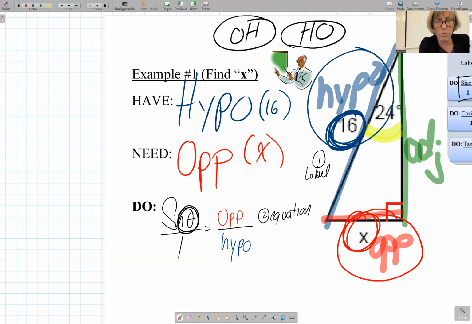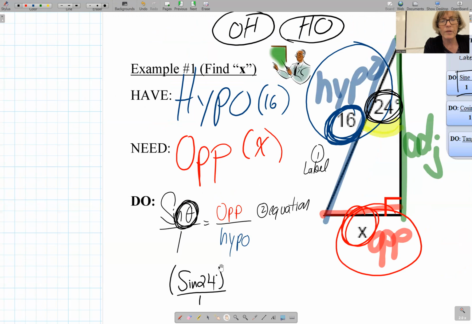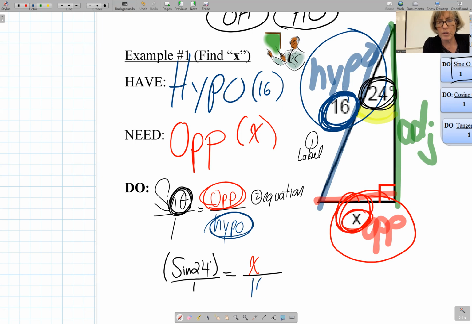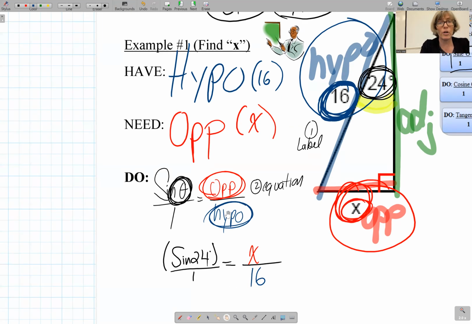Sine of theta, we circle theta. Come over here, your theta, your angle is 24. You write it like this: sine 24 degrees, put parentheses around that whole thing, over 1 equals. Circle the word opposite. Come over here. Opposite x over, circle the word hypo, hypo 16. We're going to solve for x here.